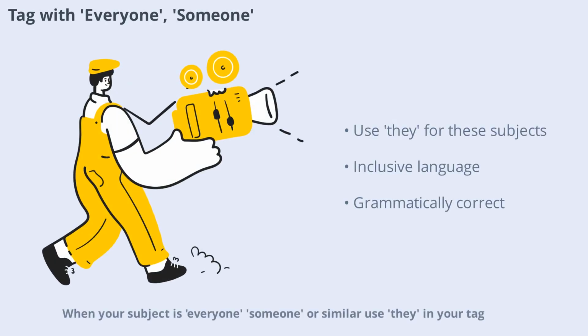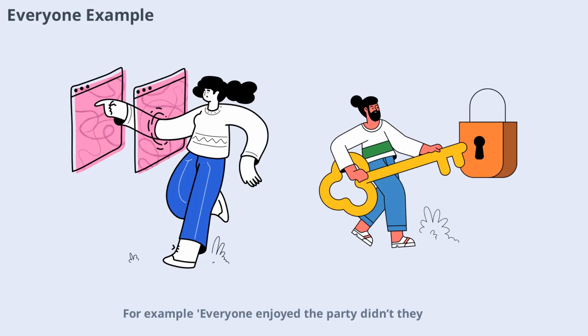When your subject is everyone, someone, or similar, use "they" in your tag. For example, "Everyone enjoyed the party, didn't they?" This keeps your language inclusive and correct. The tag uses "they" to refer to everyone, making the sentence sound natural.